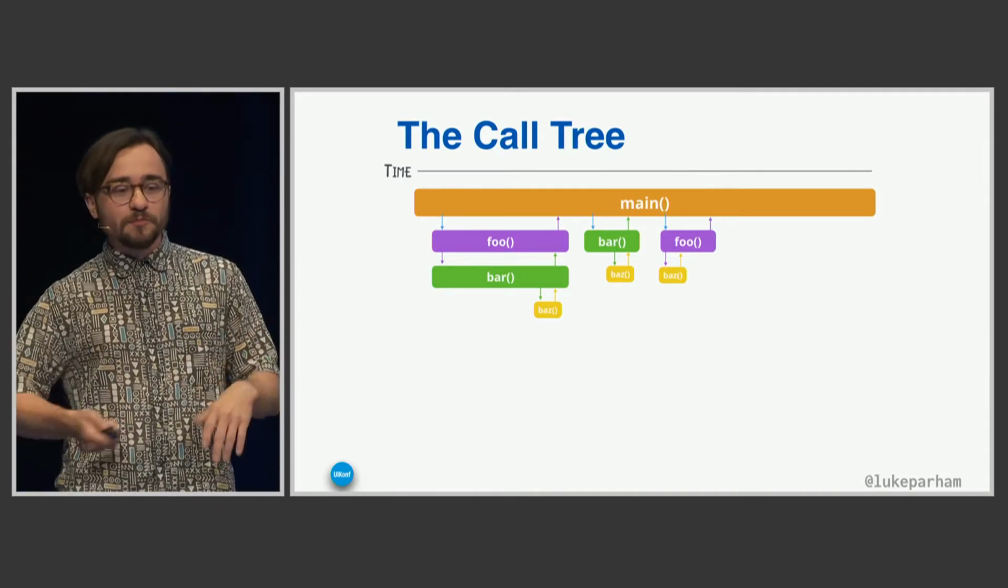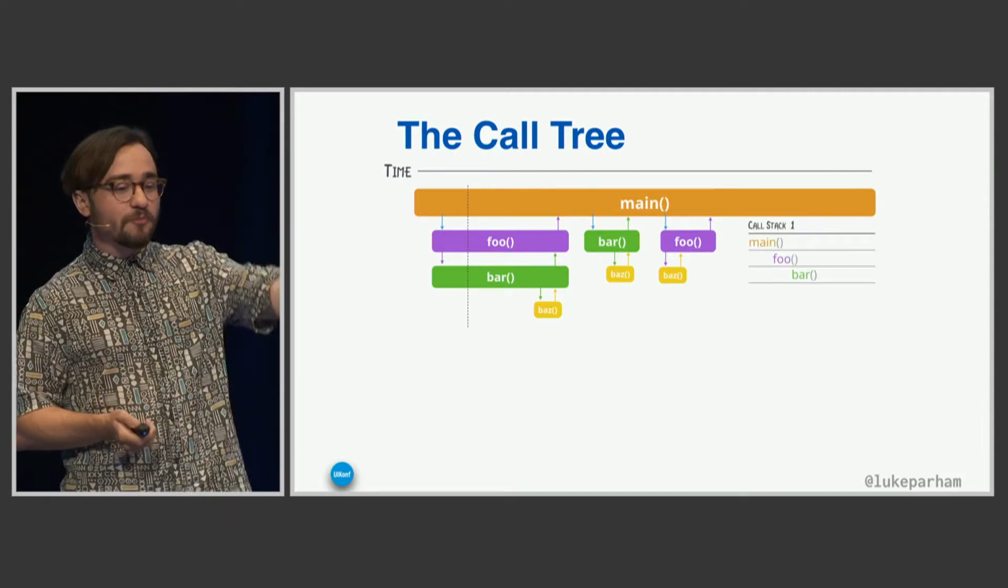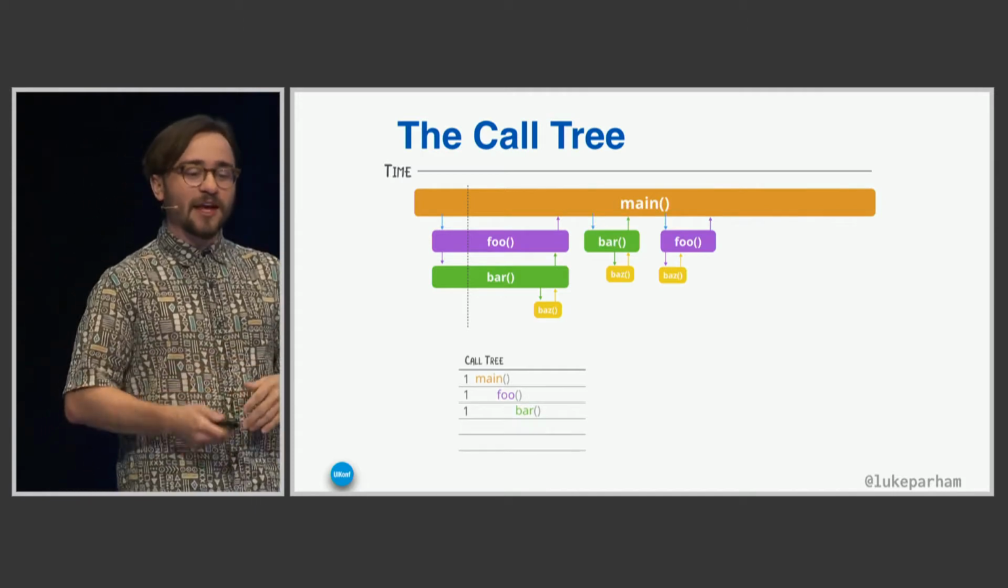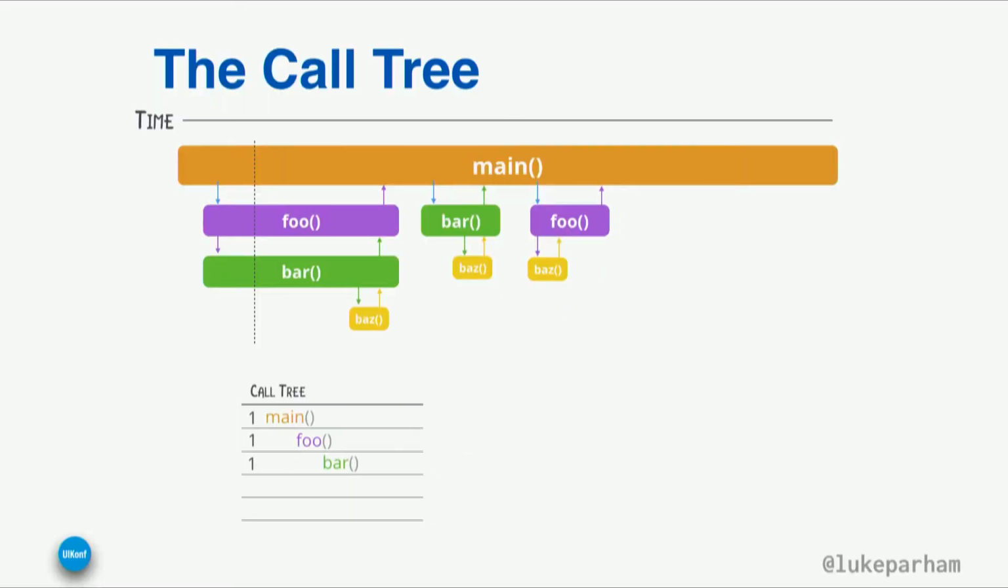Let's say we're 1 millisecond in, and it takes a snapshot. We have main calling foo, calling bar. We put that in our tree, and now we have one main, one foo call, and one bar call. Then 1 millisecond later, it takes another snapshot. Here we have the same call stack, so we just put it over there and bump these numbers up. They've each been called twice now.